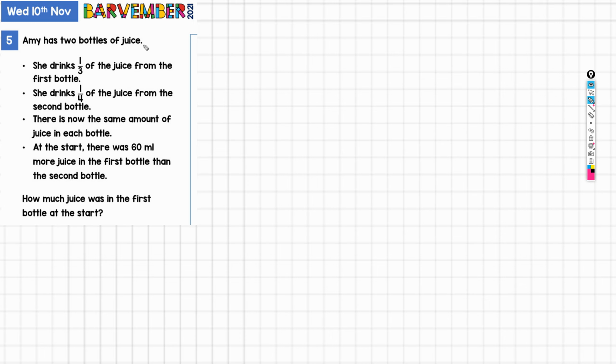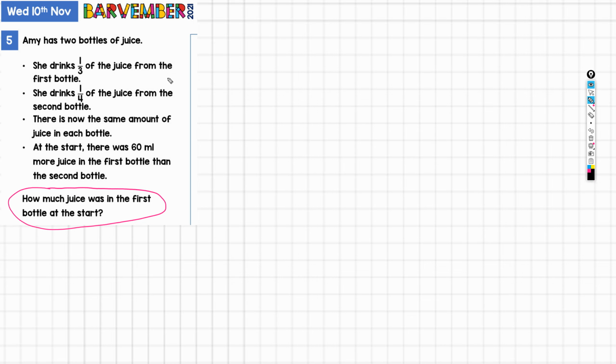Amy has 2 bottles of juice. She drinks 1/3 of the juice from the first bottle, and she drinks 1/4 of the juice from the second bottle. There is now the same amount of juice in each bottle. At the start, there was 60 ml more juice in the first bottle than the second bottle. And the question we are asked is how much juice was in the first bottle at the start?